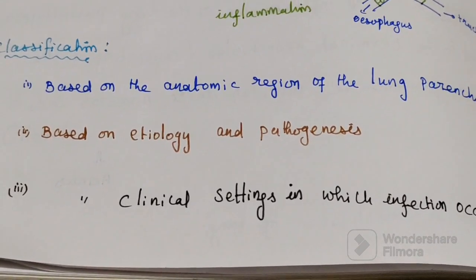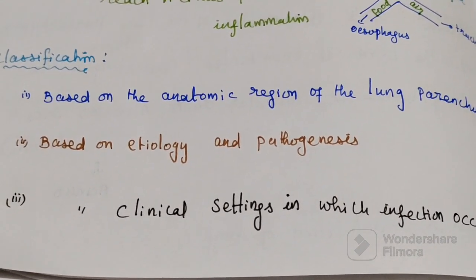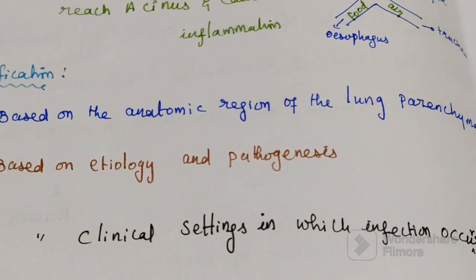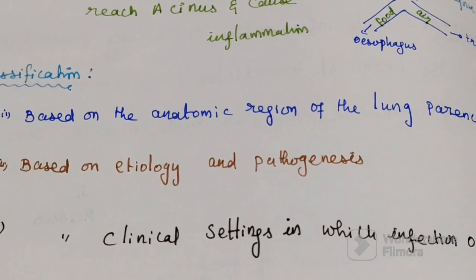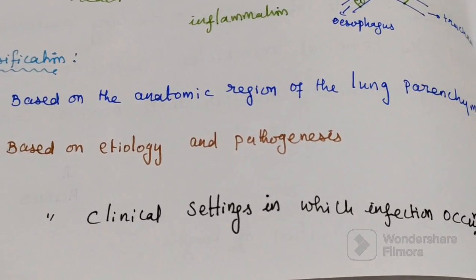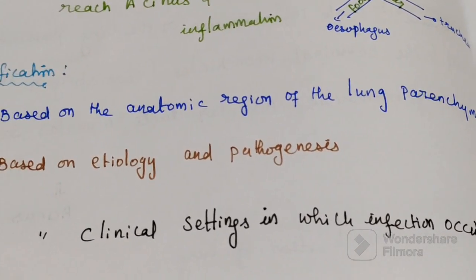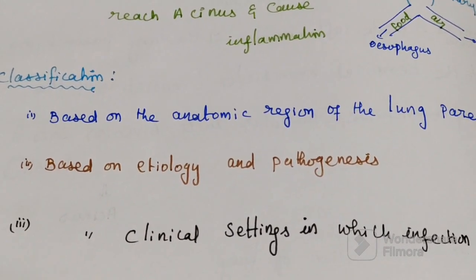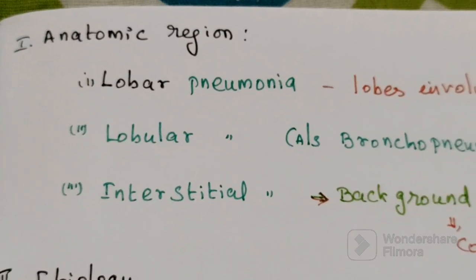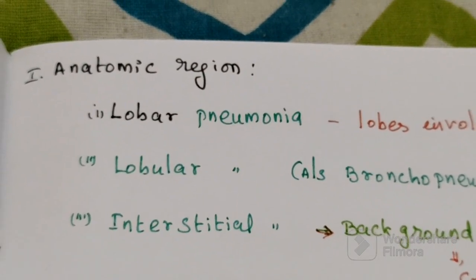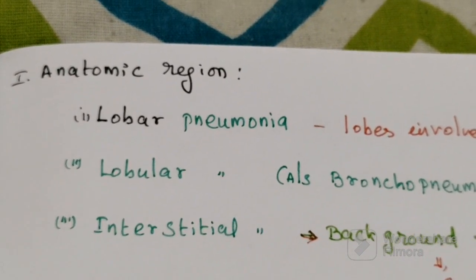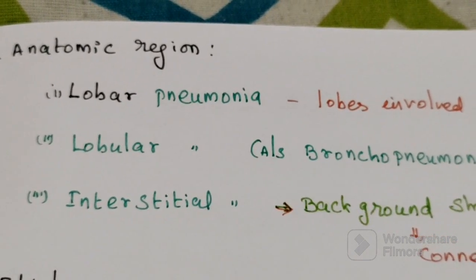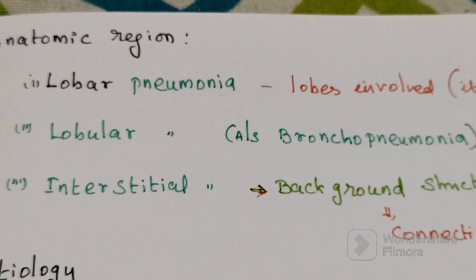Next, classification of pneumonia. The first one is based on the anatomical region of the lung parenchyma. Second one is based on the etiology and pathogenesis. Third one is the clinical setting in which infection occurred. So classification, how many types does it have? Three types: anatomical region, etiology, and clinical setting. First, based on the anatomical region, three types of pneumonia: lobar pneumonia, lobular pneumonia, and interstitial pneumonia.